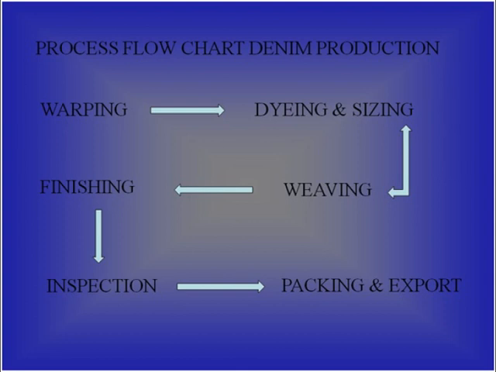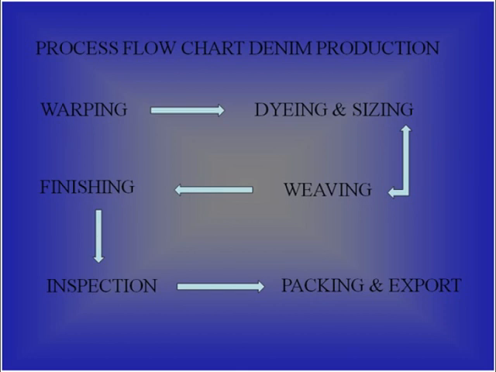Process flow chart of denim production. The denim production starts with the warping process where the cone and the cheese are converted into a bigger spool called the warper's beam. The warper's beams are then fed into the dyeing and sizing machine where the yarn is dyed and sized and made suitable for the weaving process. The weaver's beam from dyeing and sizing goes into the weaving section where the fabric is manufactured.